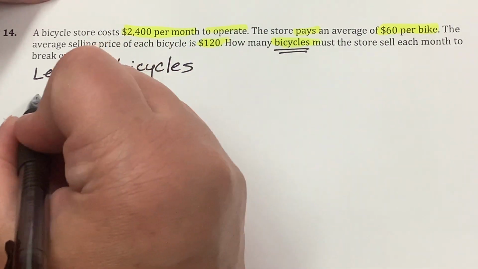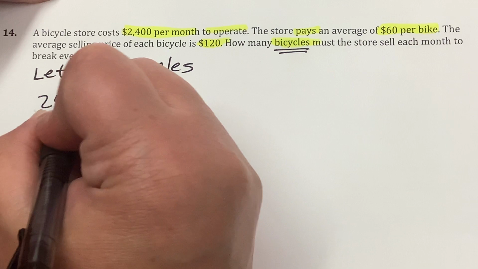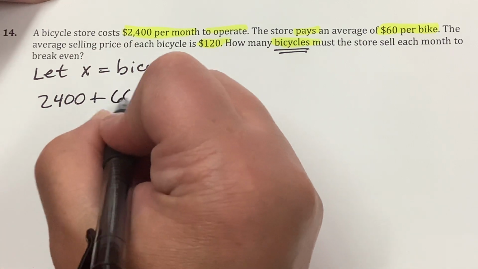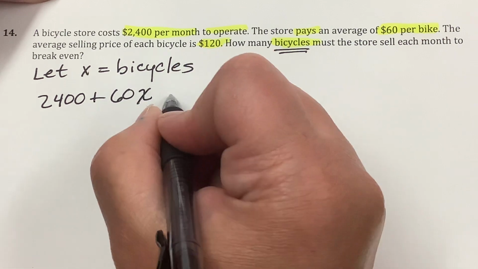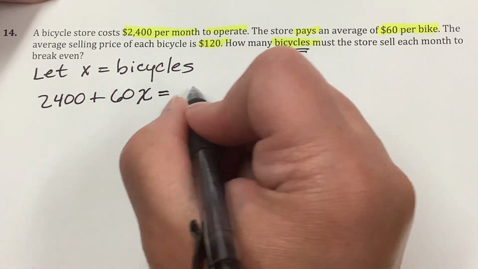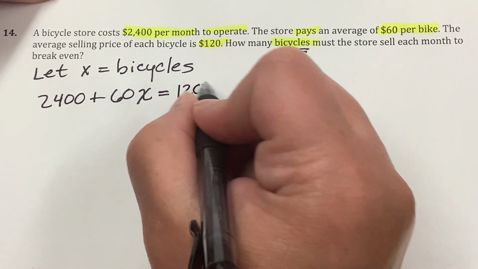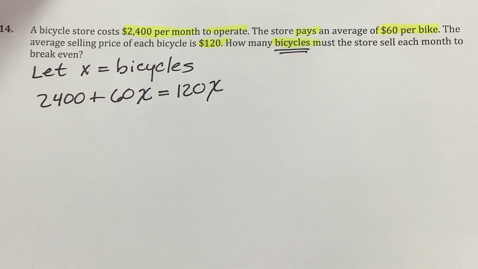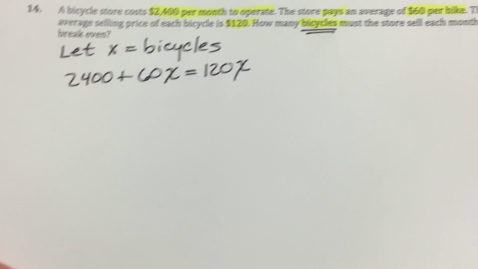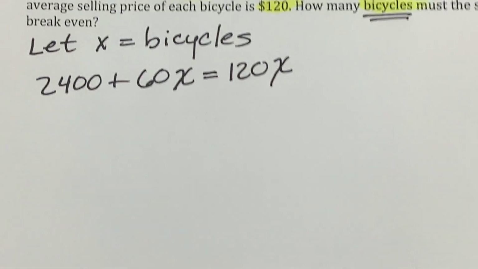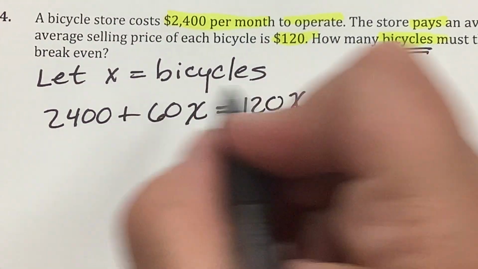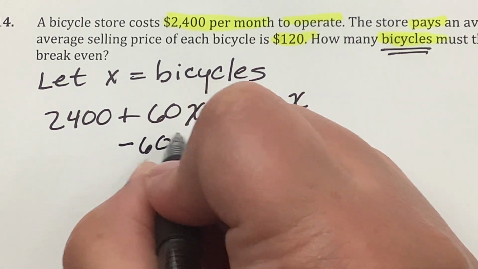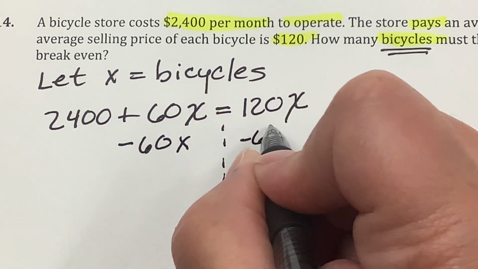Now it's $2,400 a month plus $60 for each bicycle, and that's going to equal $120, what you sell it for, times the same number of bicycles. It looks harder than it is. It's not that bad. We're going over the equal sign, so we're doing the opposite, minus 60x from both sides.